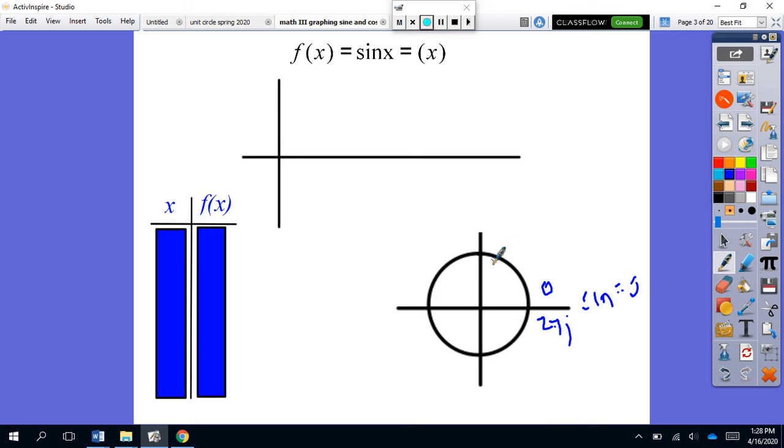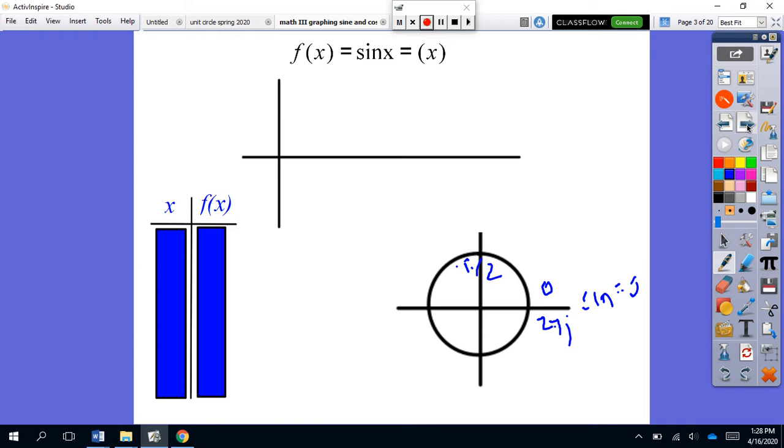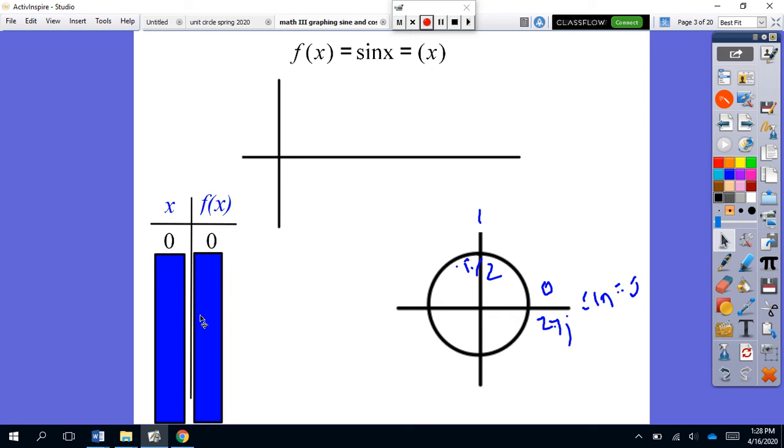What about 90 degrees, or pi over 2 radians? Well, we go back to our unit circle. What is the sine of pi over 2? It's just the y value, which is 1. So the sine would be 1 at pi over 2. If I filled in a chart with these angles, at 0 my sine is 0, but at pi over 2, my sine is 1.